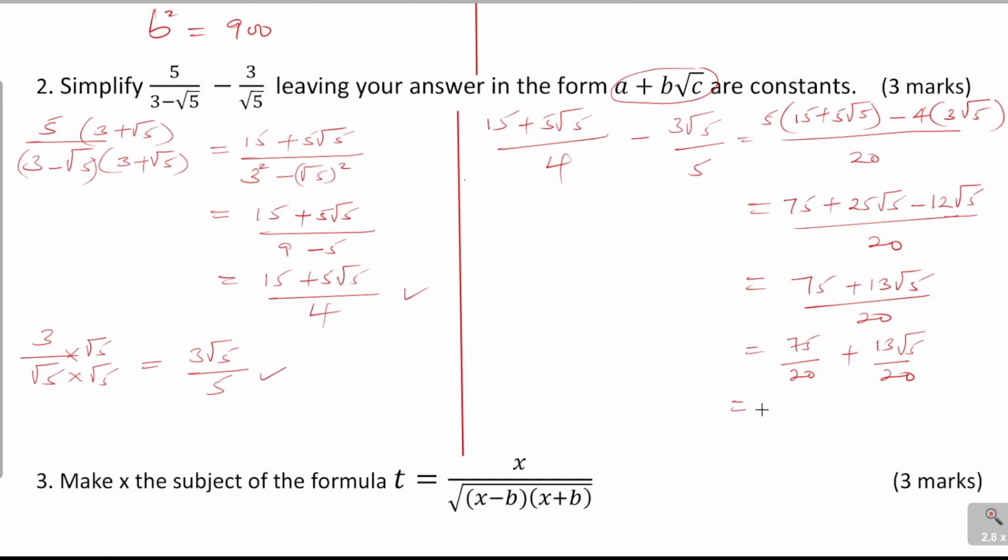That will give 3.75, then plus 13 divided by 20, that gives 0.65 root of 5. So you've left the answer in the required format, and that is how you're supposed to do that.